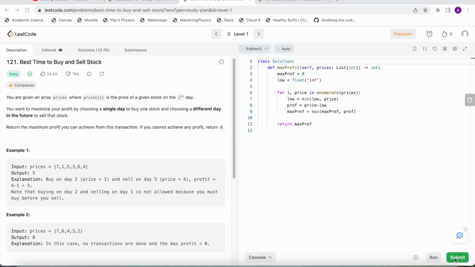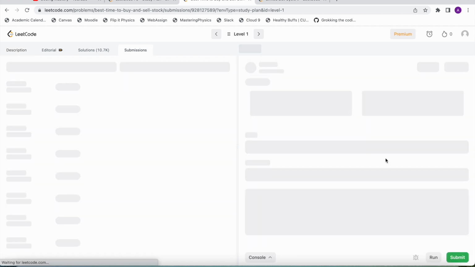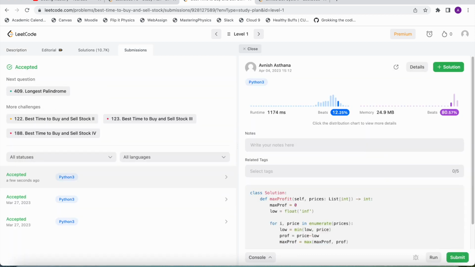Here, and as you can see when we submit it, yeah, so it works. So there you go.